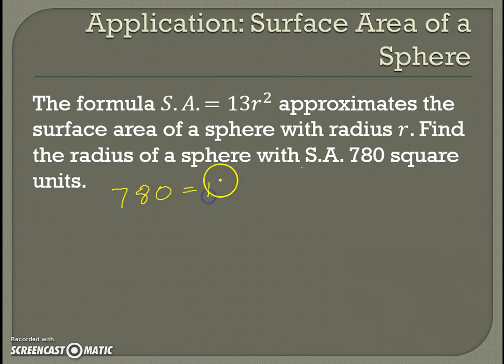equals 13r squared. Now, in order to do this, the next step that I got to do is to get this by itself. Remember, when you're solving for a variable, you're trying to isolate the variable. So my first step is to divide both sides by 13.